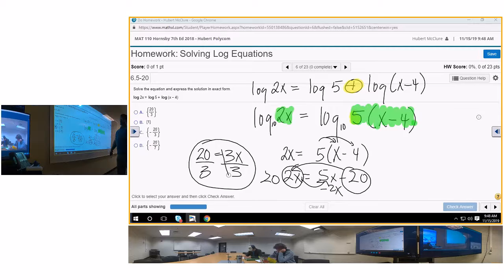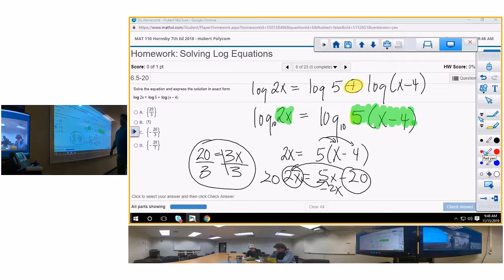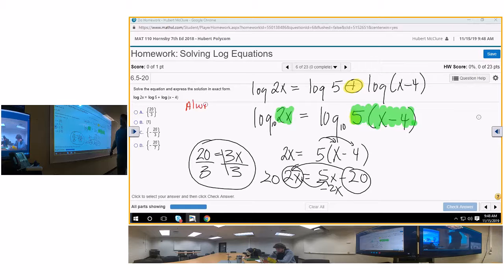Now, let's make a note here. And this is in red. So what does red mean? You know I don't write in red very much. It's important. Importante. Always check your solution. Why? Because what if this came up to be negative 20/3? You can't take the log of a negative. Now, you can take the log of a negative if it's x plus 8. What's negative 2 plus 8? 6. So you can take the log of 6.